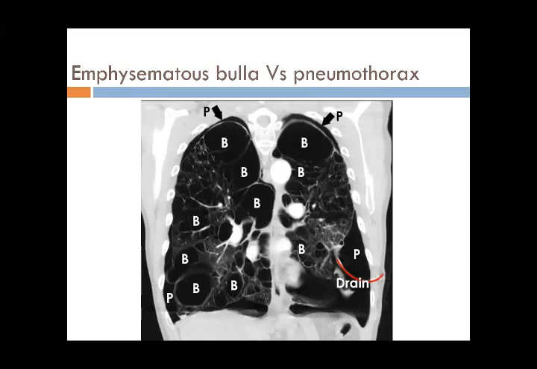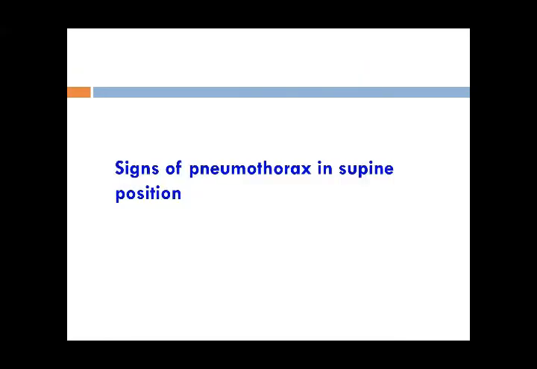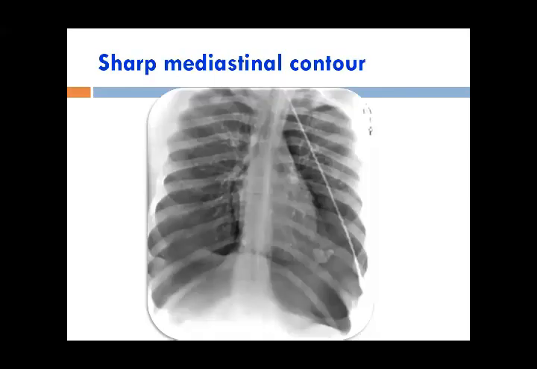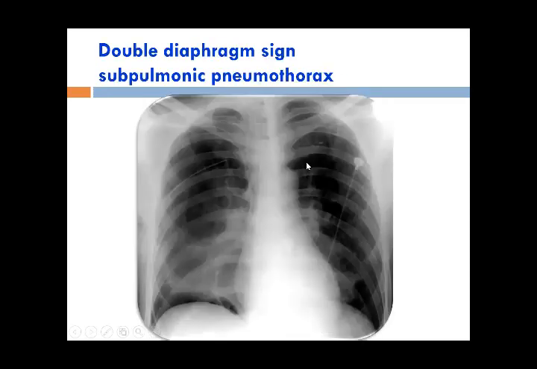So this is cystic lung disease, which has caused the lung parenchyma to develop into bullas, and if you see, multiple areas of the pneumothorax are there. This is in the supine position, deep costophrenic sulcus. If you see, this is a mediastinal contour. If you see around the heart, there is a sharp black line. It shows that there are multiple areas of the pneumothorax present there.